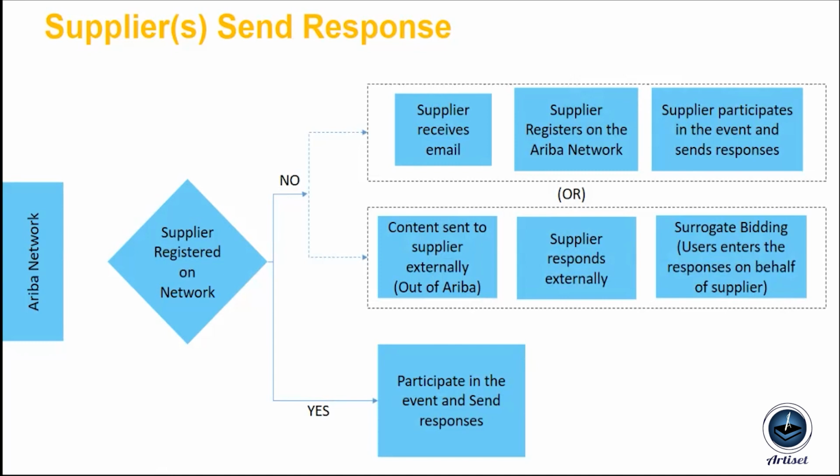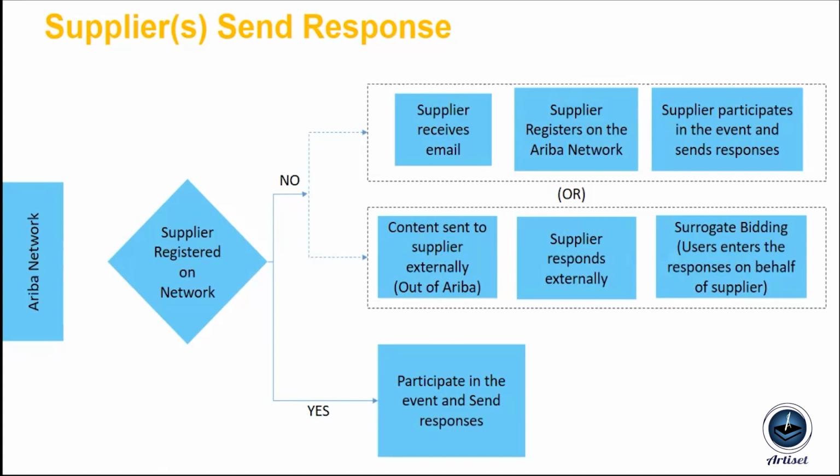If they feel so, through that link they can register themselves on Ariba Network and respond to the sourcing project we have initiated. Or if they decide that they don't want to be a part of the Ariba Network, in Ariba we have a facility available called surrogate bidding. So we send this content form to the supplier externally. When I say externally, it could be PDF, it can be via email or fax.